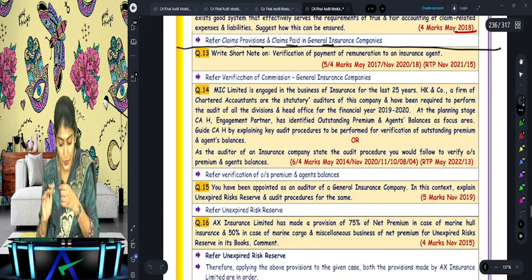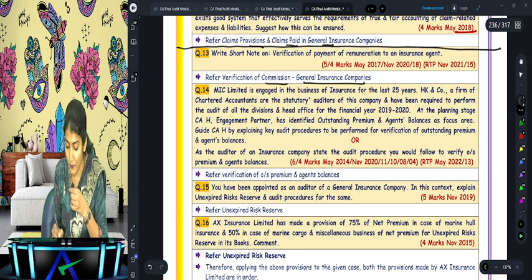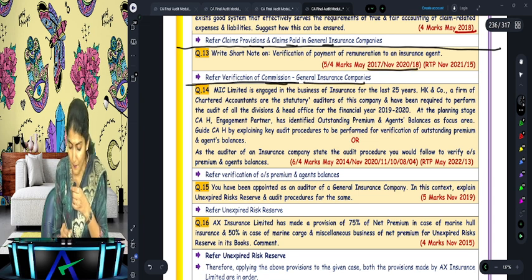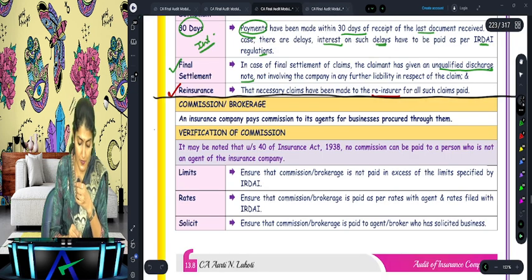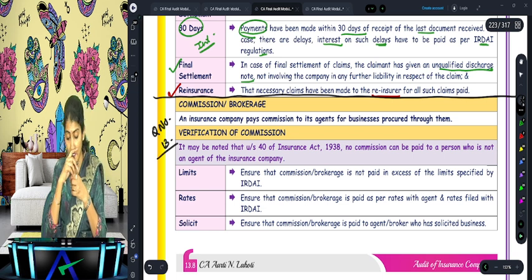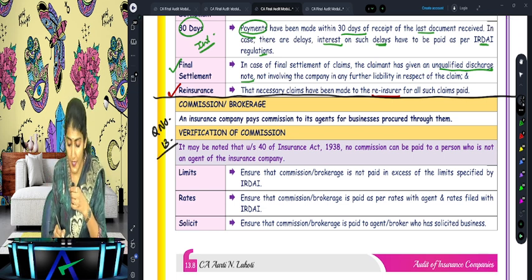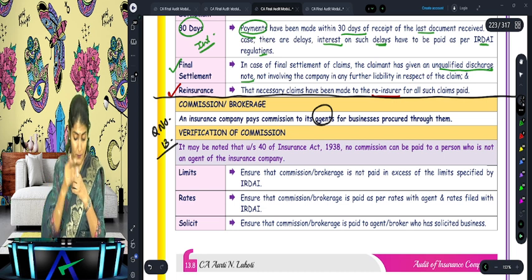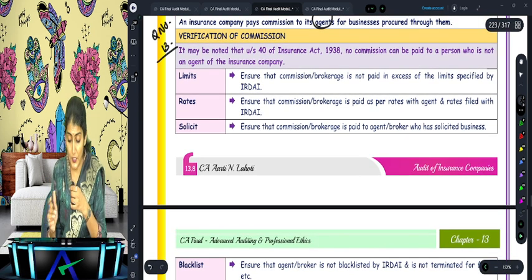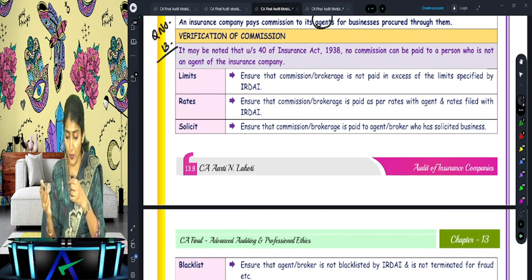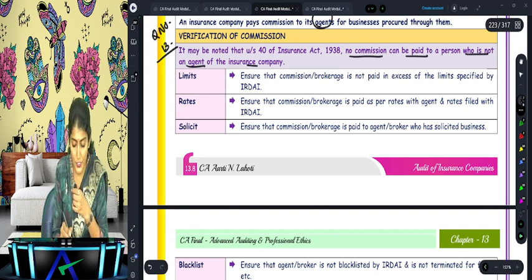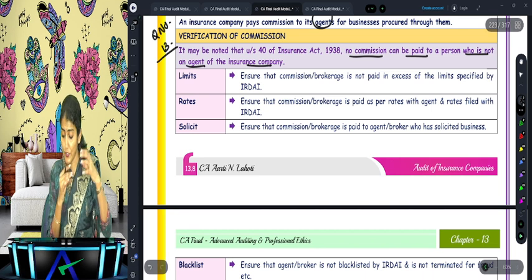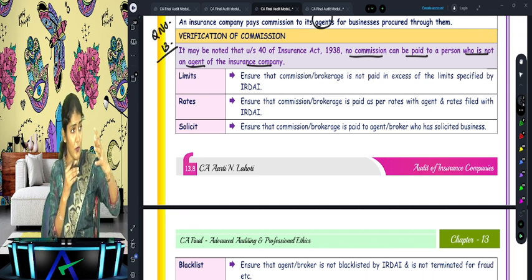Right, next question which we have over there is the verification of the commission of the general insurance company. Again, a question asked 3 times in your exams, right? So question number 13, which is regarding the verification of the commission payable to the agent of the general insurance company. Right, so what does it say? The commission or the brokerage, and what they are talking about here is that no commission can be paid to a person who is not an agent of the insurance company. So obviously an insurance company can pay commission only to its agent.